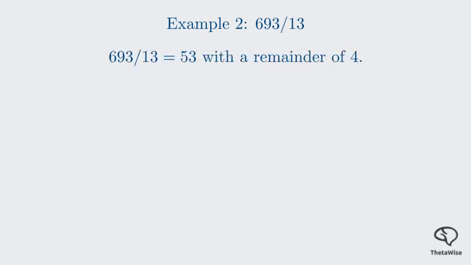Let's find the decimal for 693 divided by 13. We'll work through this one step by step. First, the whole number part. 13 goes into 693 53 times. 13 times 53 is 689. So the whole number part is 53. The remainder is 4. This means we need to find the decimal for 4 divided by 13.